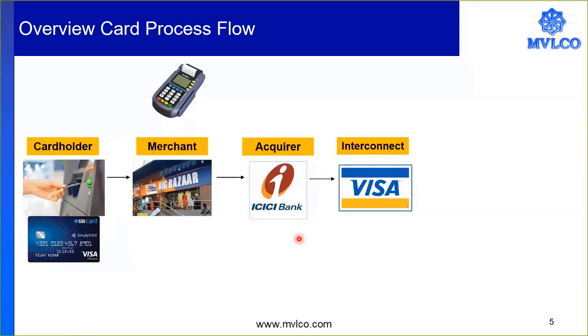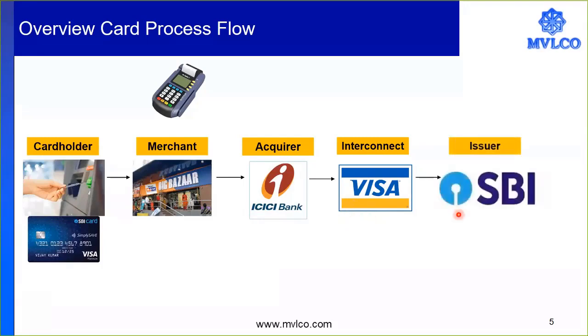So it will have to pass on that data to interconnect. Now, in this case, we took the example of Visa. Alternatively, it can be someone like, say, MasterCard or RuPay. So now this Visa understands that this card belongs to SBI, so it passes on the message to State Bank of India, SBI, who is the issuer of the card.